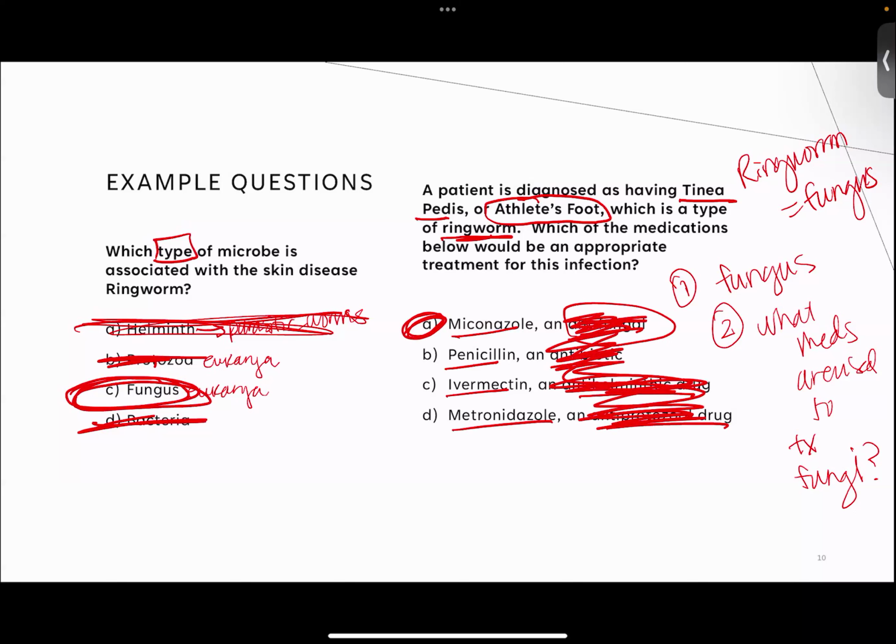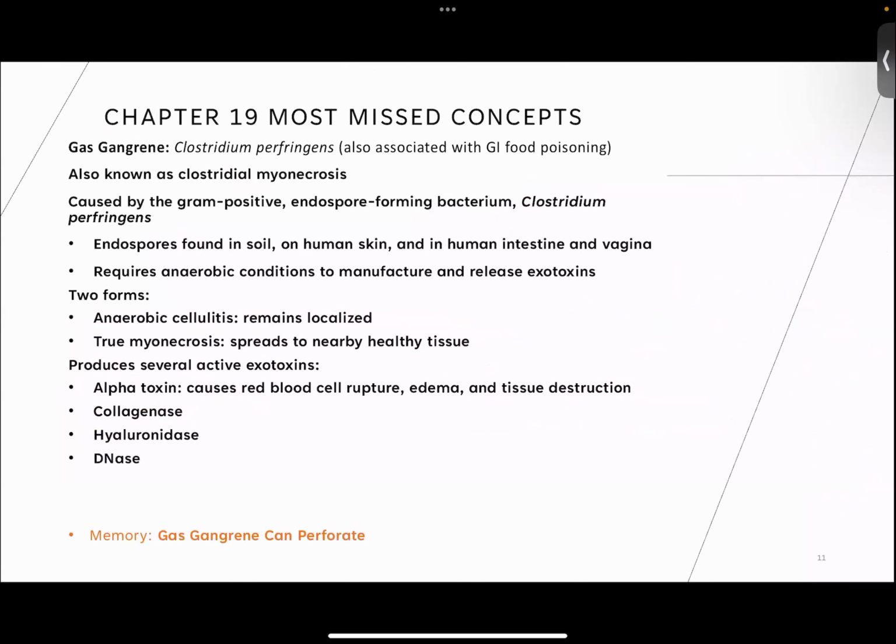That's being generous. So on the exam, you might get: your patient has athlete's foot. What medication are you going to treat it with? And that might be literally the entire question. Your choices might literally just be miconazole, penicillin, ivermectin, metronidazole. So this requires that you know Unit 4, that athlete's foot is a fungus, and Unit 3, that fungi are treated with the azoles, like miconazole, right? It's a good question.